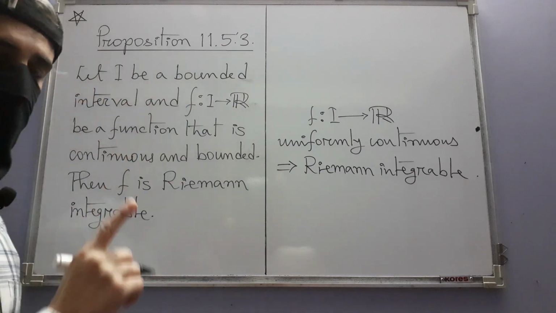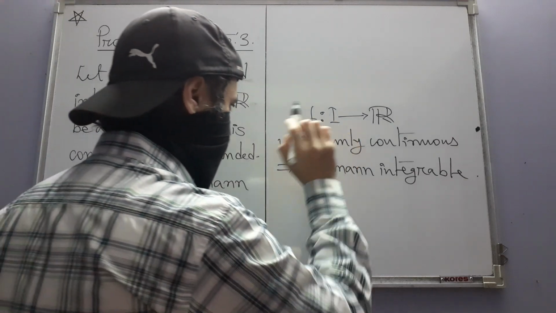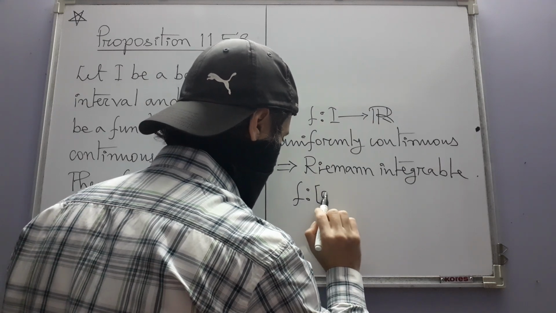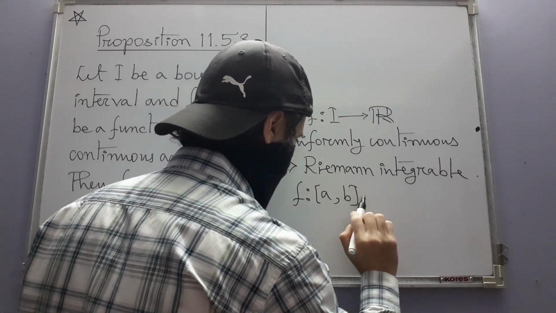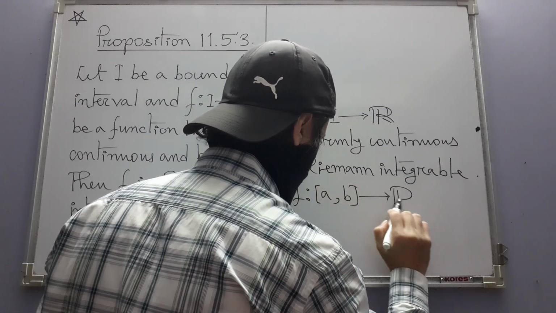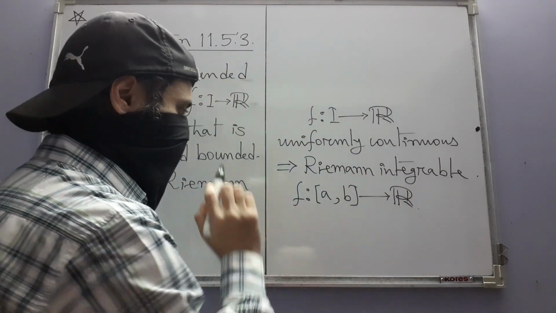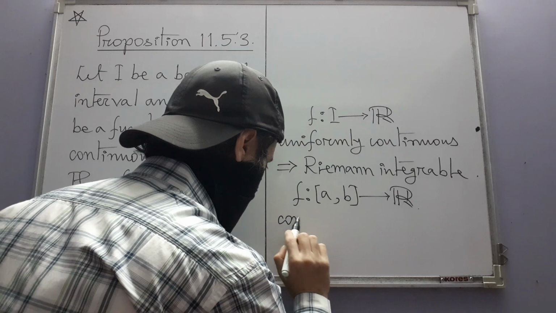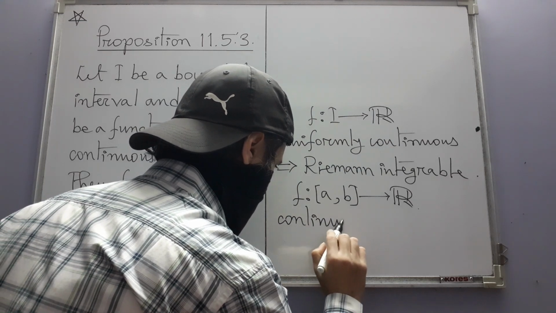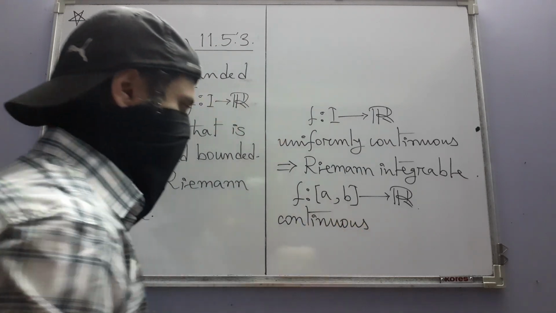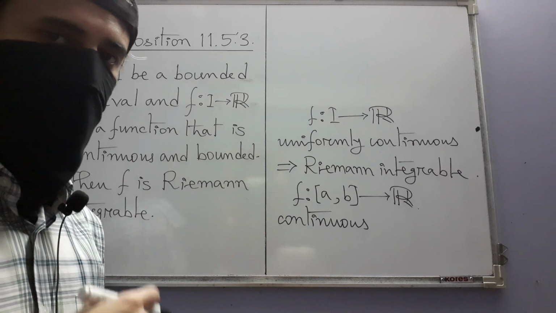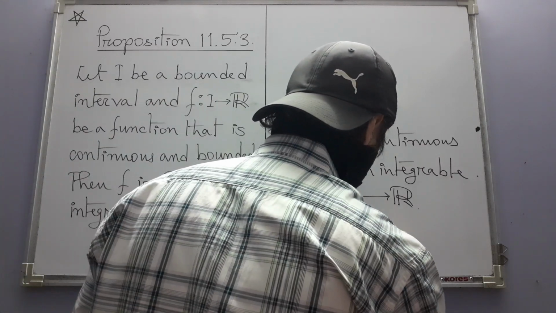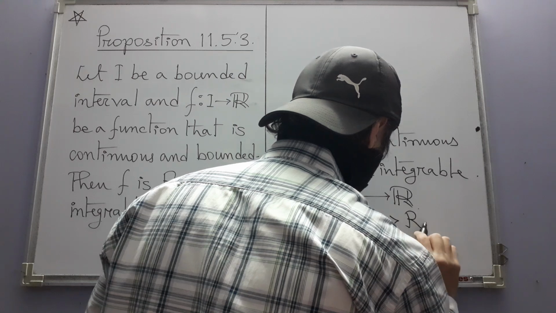And this led to the corollary that if this bounded interval turns out to be a closed interval and f is just continuous, then by a previous result, such functions are also automatically uniformly continuous, and hence again we have Riemann integrability.